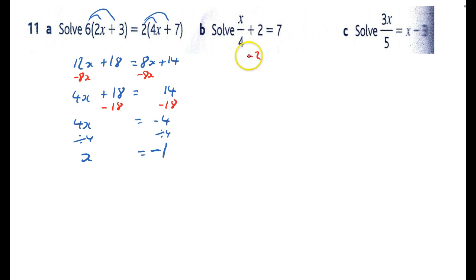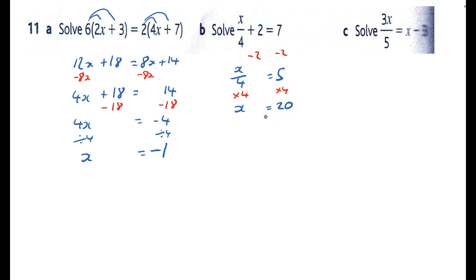So I'm going to take away 2 from both sides, and that will vaporize the plus 2, and that will leave me that x over 4 equals 5. And now I can get rid of the divide by 4. I do that by timesing both sides by 4, and that will give me that 1x is 20. I'll come back and do that a different way in a moment.